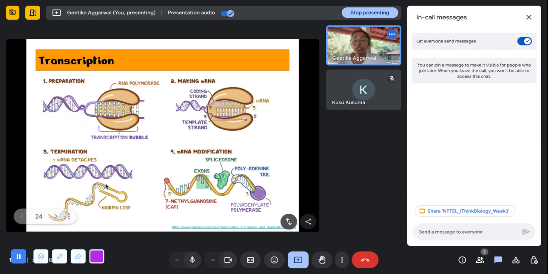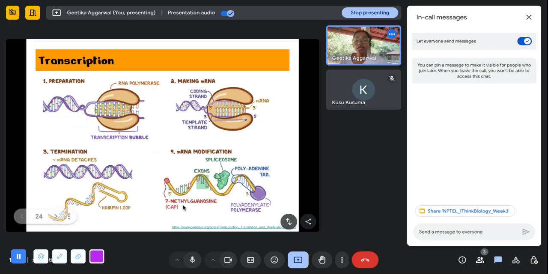Then, after termination, the mRNA detaches and the RNA polymerase also detaches from the DNA, and this mRNA is now formed. And this mRNA then gets modified, as I mentioned, by the spliceosomes to cut out the introns and join the exon portions. So, the spliceosome helps in cutting out all of the introns.